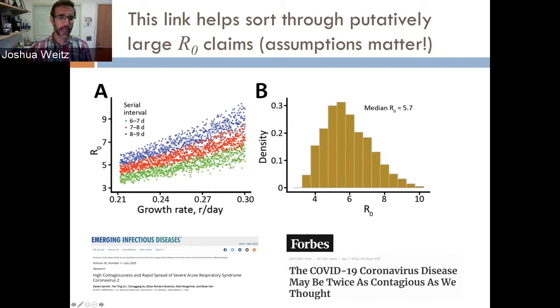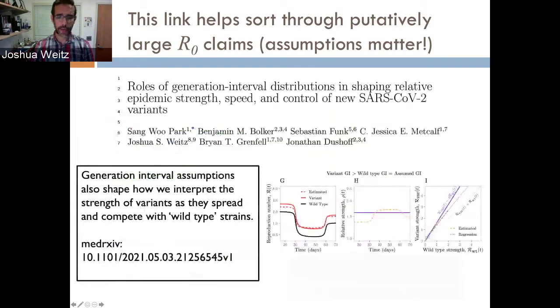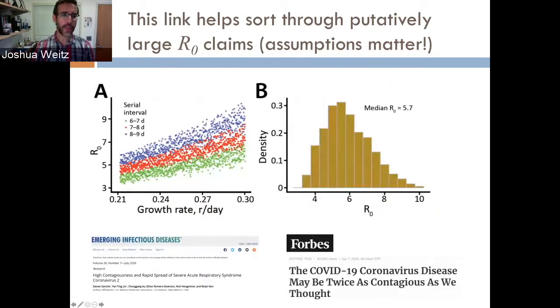And when you look for a given observed growth rate, right? So here we have a particular growth rate, and you try to figure out what the R0 is. In the paper, you can see that as one assumes longer intervals, and here they're using serial intervals, and I have to caution those are different than generation intervals, which I'll explain in a moment, as you increase the duration of the intervals, what you get are higher values of R0. So in essence, all this really is saying that assumptions matter.